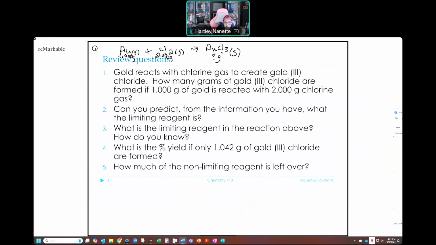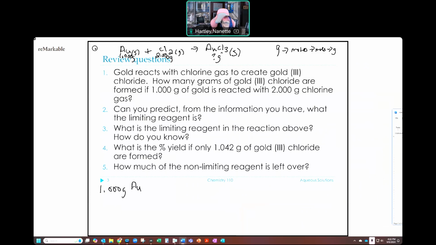I'm going to start with the first one that I wrote, and I'm going to say, okay, I have 1.000 grams of Au. And I know that I want to go, and my general process is to go from grams to moles to moles to grams, right? That's my process for solving these problems. So I'm in grams of Au. I want to convert to moles of Au.